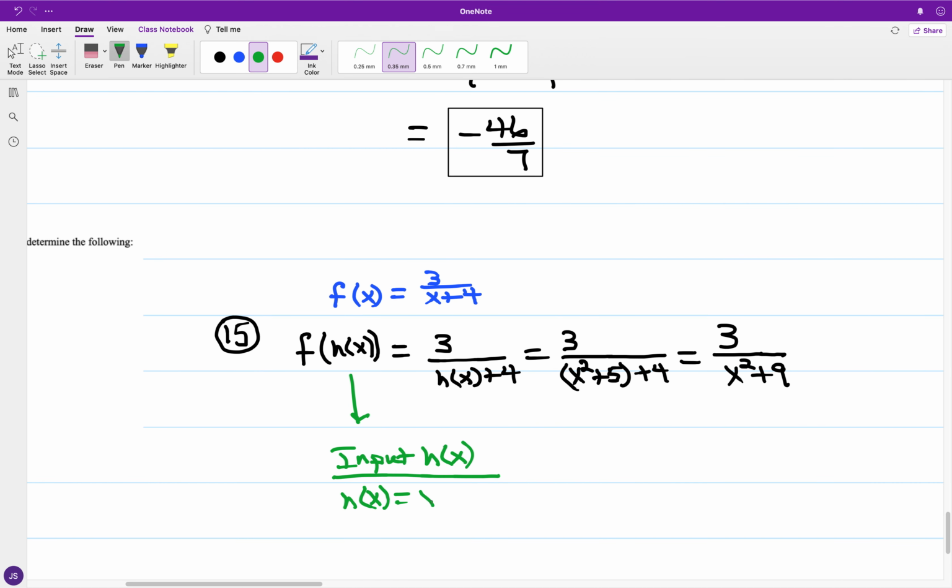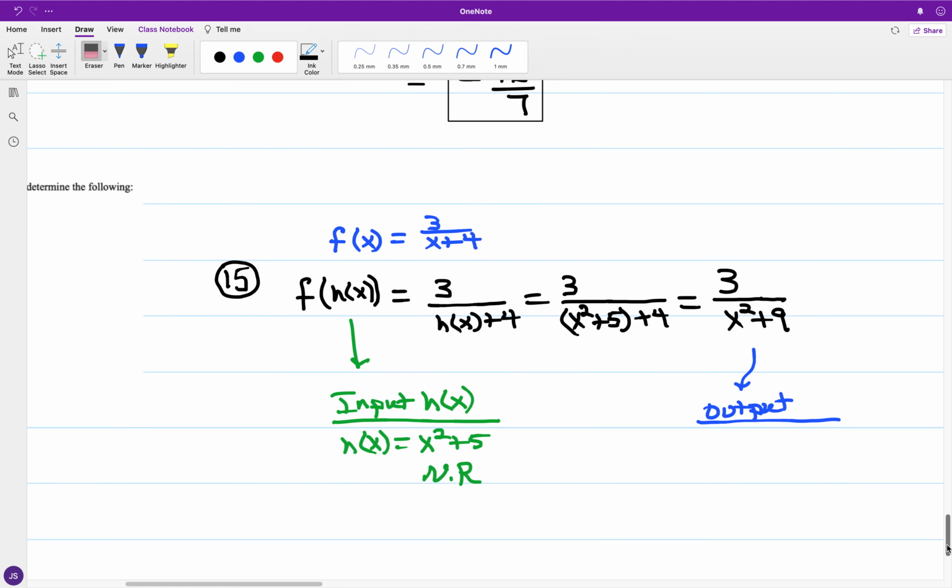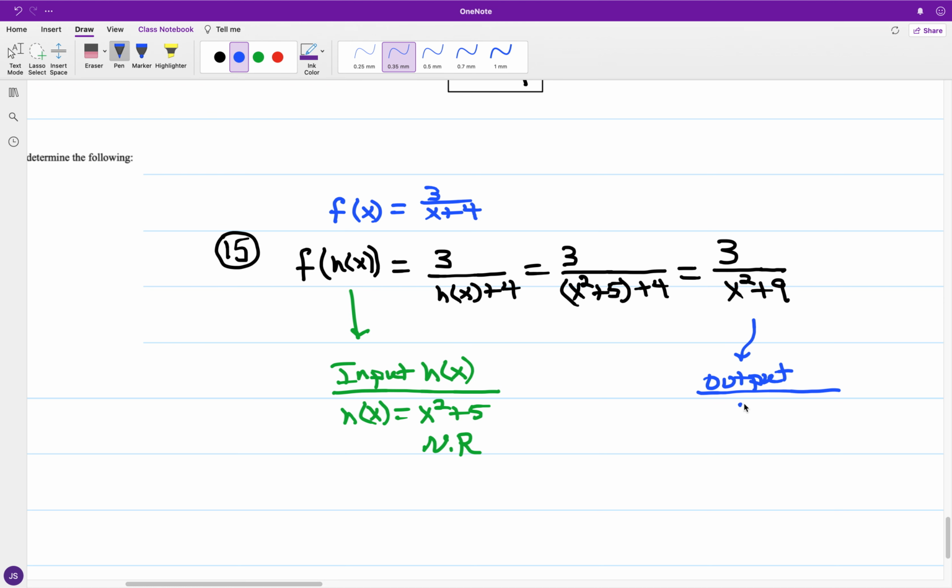So we have h of x is equal to x squared plus 5. And again, since this is a direct expression, there is no restriction. And for what we have in the case of the output, you have 3 over x squared plus 9. Now the restriction is going to be that x squared plus 9 cannot be 0. But guess what?